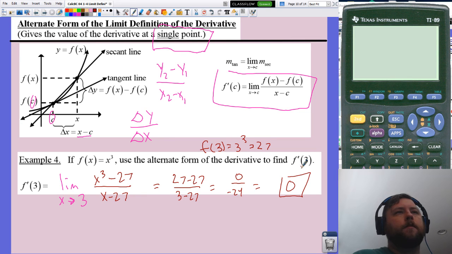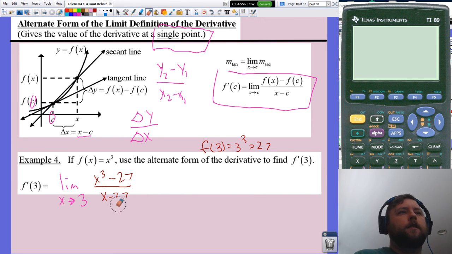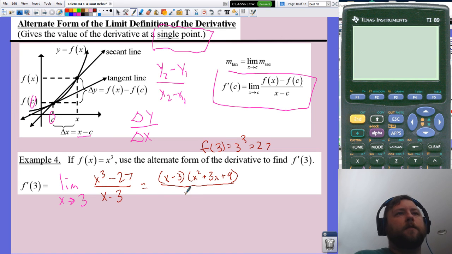Is that right? Oh, I know where I messed up. This wasn't minus 27 on the bottom. It was minus 3. So what you actually have to do is factor the top. This is the difference of cubes, and it's going to be x minus 3 times x squared plus 3x plus 9, with the same and opposite signs; look up the formula for that, over x minus 3. We'd have some canceling. We're always going to have some canceling. That's why this stuff actually works.